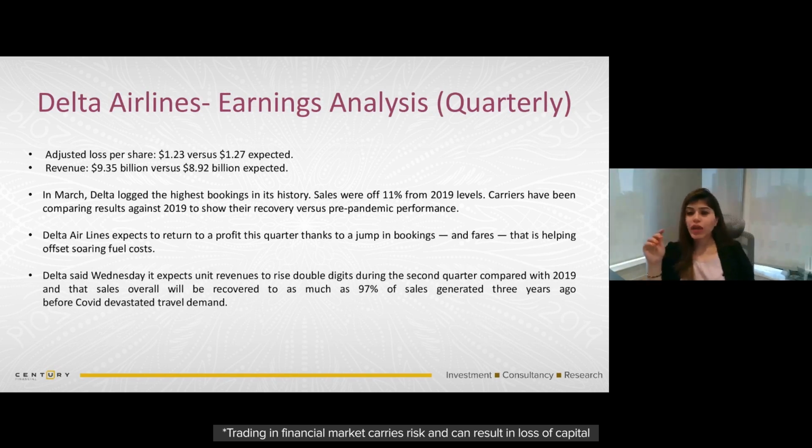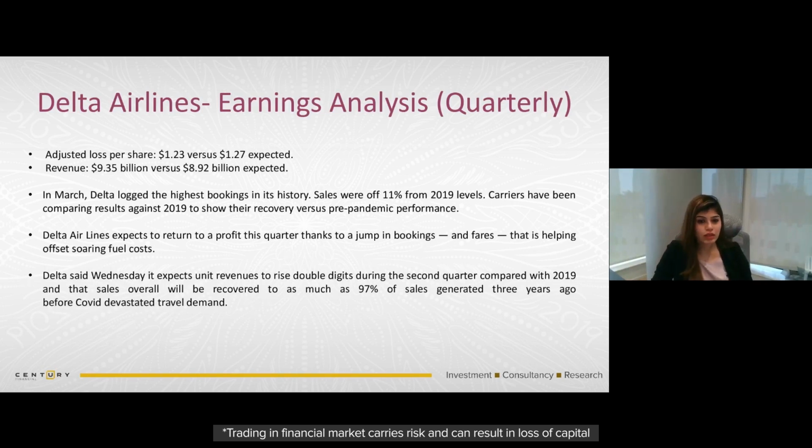Okay, so we have our responses wherein 70% of the audience feels that Delta Airlines gained on their earnings, whereas 30% feel that the stock fell on earnings. So I must say that most of you have got it correct. Despite the company reporting a loss in its earnings quarter, the stock did well on earnings.